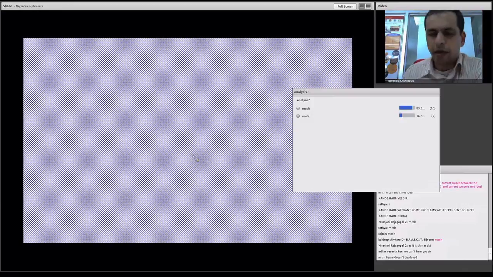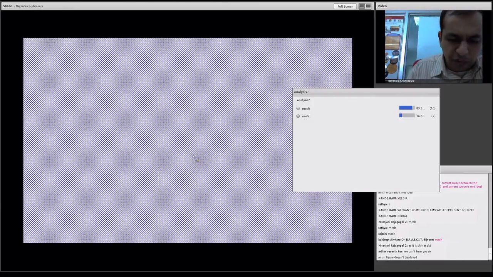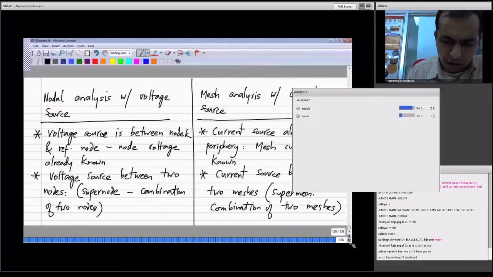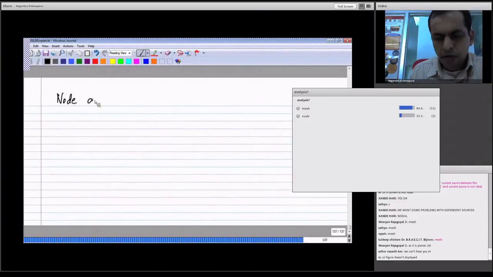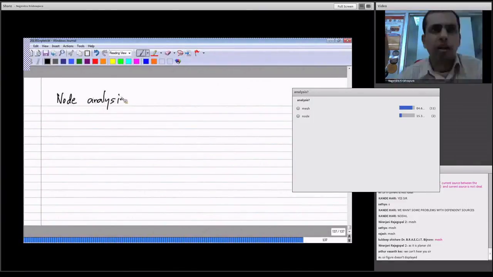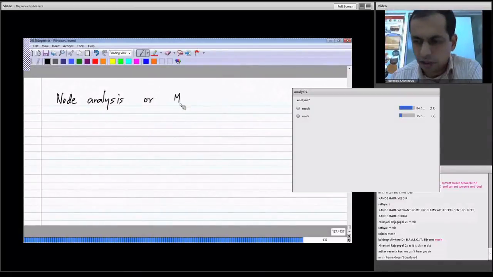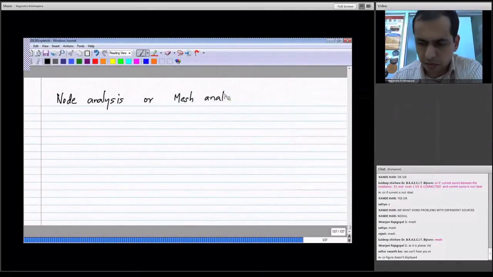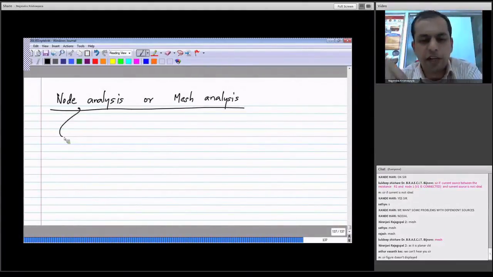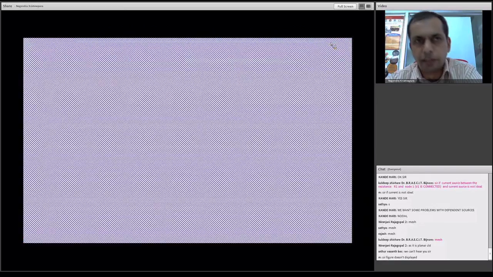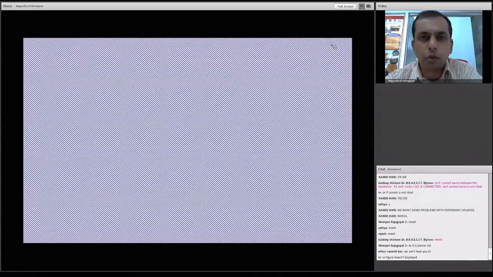Okay, now let's see what would be the basis of choice. Now for node analysis, first of all, like I said, when we do nodal or mesh analysis, we first write for node analysis KCL equations and get the node voltages, and in case of mesh analysis we get the mesh currents. After that we still have some work to do, but that's rather trivial.